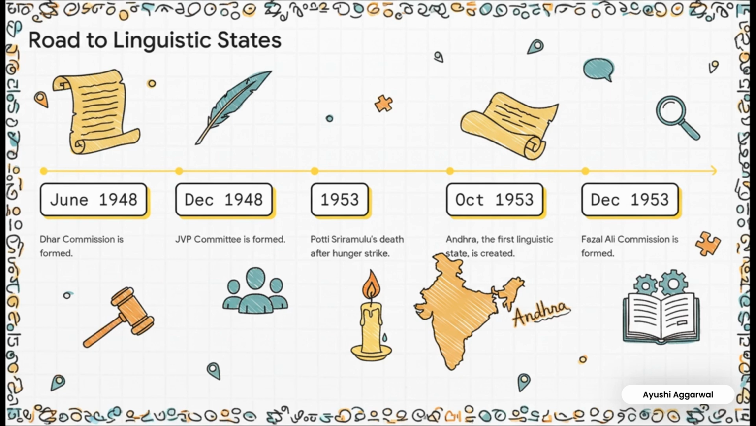It starts in June 1948 with the First Linguistic Provinces Commission, also known as the Dhar Commission. Then, in December 1948, after its report, the JVP Committee was formed. Then comes 1953 and a huge turning point, the death of Potti Sriramulu. This led directly to the creation of India's first linguistic state, Andhra, in October 1953. And right after that, to find a permanent solution, the Fazal Ali Commission was set up in December 1953.